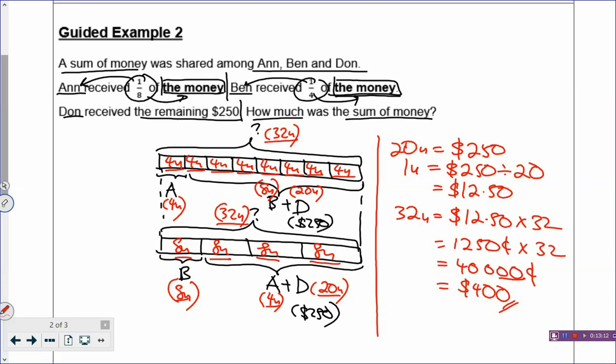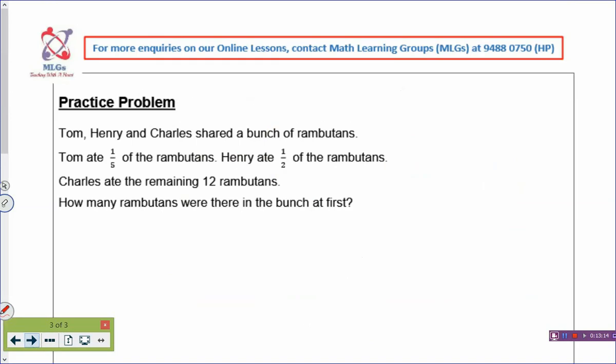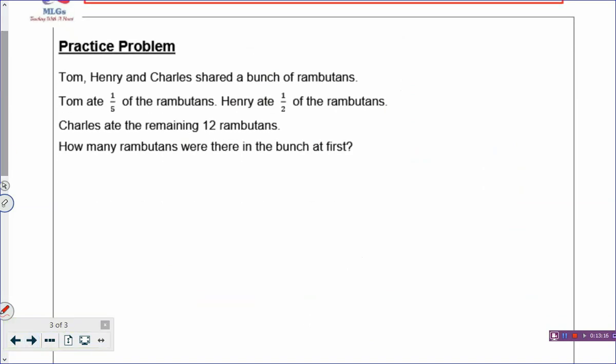Okay. Let's look at a practice problem, and I will give you about 10 minutes to draw out the model. You can either choose to make the denominator the same, which seems to be simpler and easier, or you can drop down the model, alright, and then use the model to solve the problem. Alright, so your time starts now.